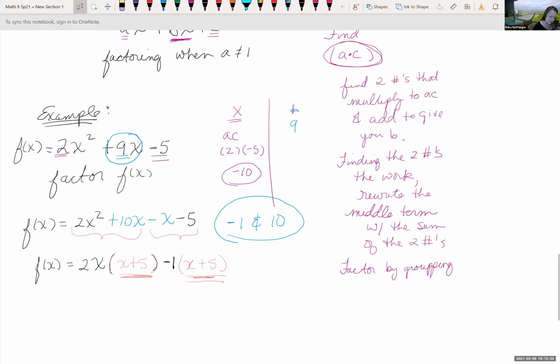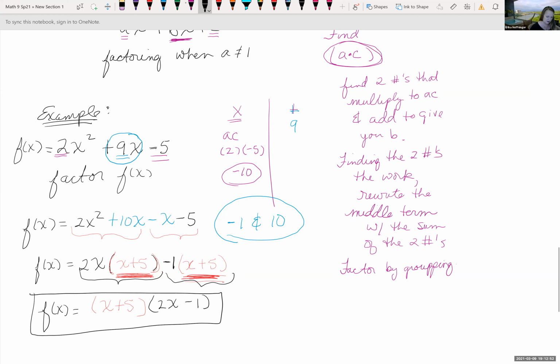And because I can pull out the parentheses, I'm pulling out x plus 5 from both of those groupings. If I pull out x plus 5 from this first piece, what you're left with is just the 2x. And if I pull out x plus 5 from the second piece, what we're left with is this negative 1. So that was factorable, and we used what I call the AC method to factor that.